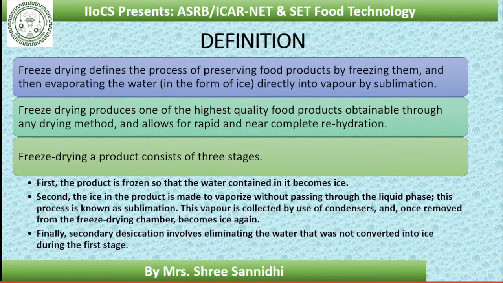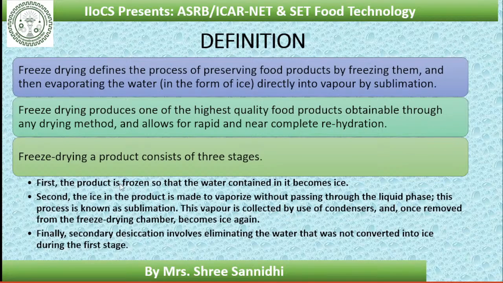So, what do we basically do in freeze drying? We freeze the food and then directly convert the water in the form of ice to water vapor, skipping the middle phase, that is liquid phase. Freeze drying produces one of the highest quality food products obtainable through any drying method and allows for rapid and near complete rehydration. Freeze drying a product consists of three stages.